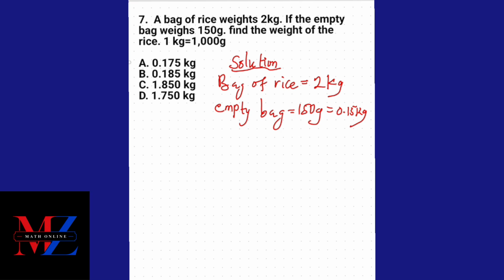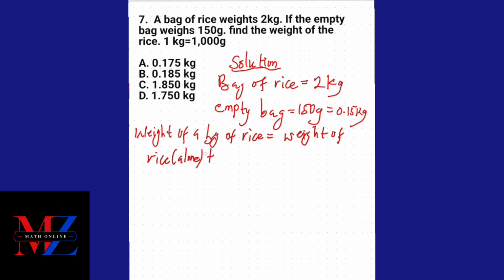Now what we need to know is that the weight of a bag of rice will be equal to the weight of the rice alone plus the weight of the empty bag.